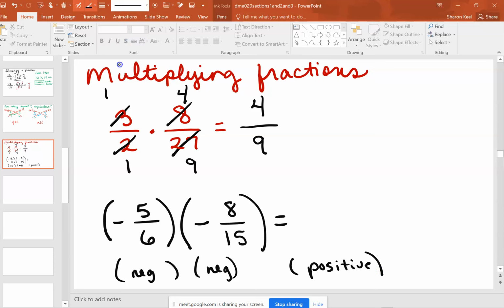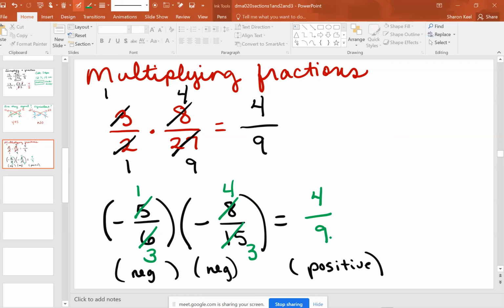Now let's look at the numerals. The 5 and the 15 are both divisible by 5. 5 goes into 5 once, it goes into 15 3 times. 8 and 6, they're both even. 2 goes into 6 3 times, 2 goes into 8 4 times. 1 times 4 is 4, and 3 times 3 is 9. I didn't mean to get the same answer, but it just worked out that way. So that is 4 ninths.